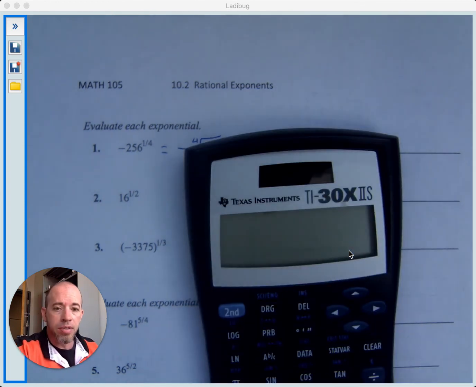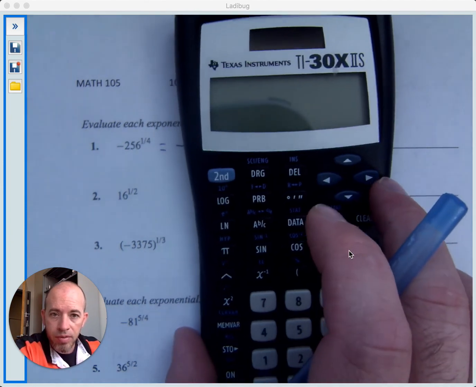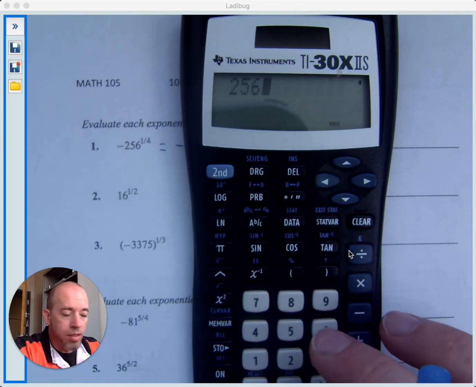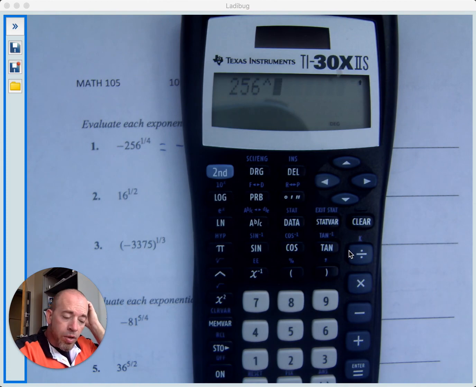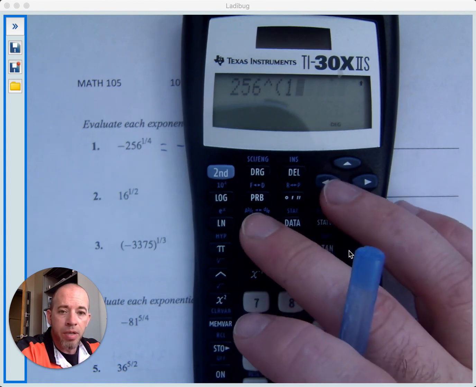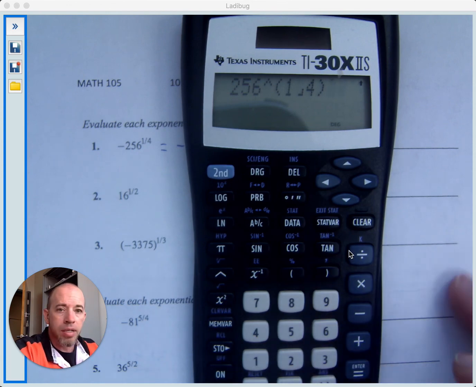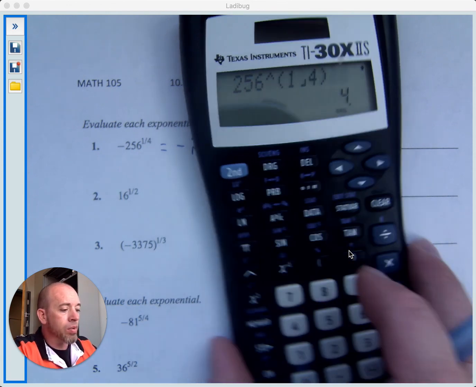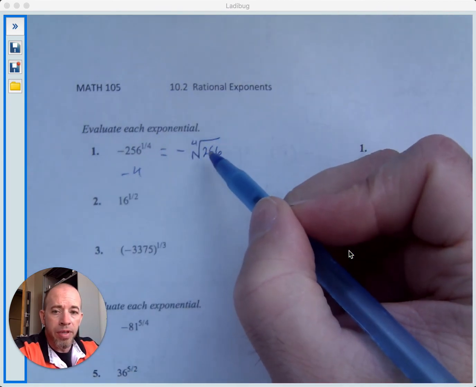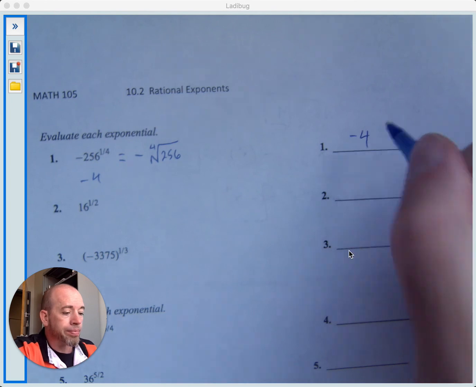So fractional powers, if I take 256, so clear this all out. All right, 256, I use the caret key, and I want to take that to the 1/4 power. I'm going to use parentheses here, and I'll do 1, my fraction button, 4, to the 1/4 power. And that'll tell me we get 4, right? So what we end up with here is a -4. You could also do the fourth root if you prefer that, and you should already know how to do that, right? So either way, we get -4.